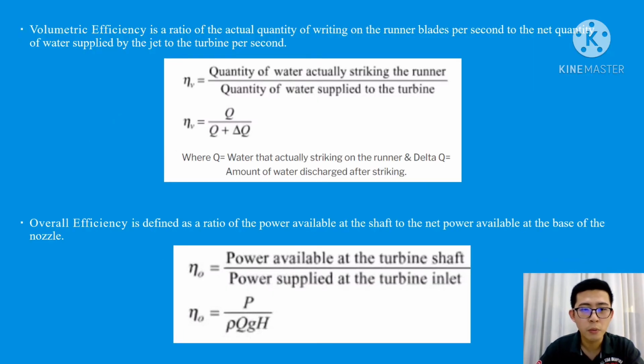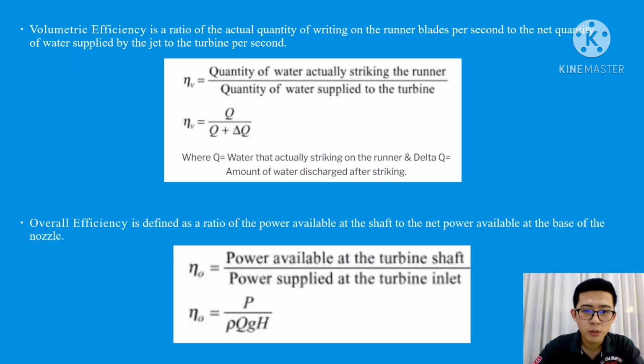The third one is volumetric efficiency. It is the ratio of the actual quantity of water striking the runner blades per second to the net quantity of water supplied by the jet to the turbine per second. It is also known as volumetric efficiency.